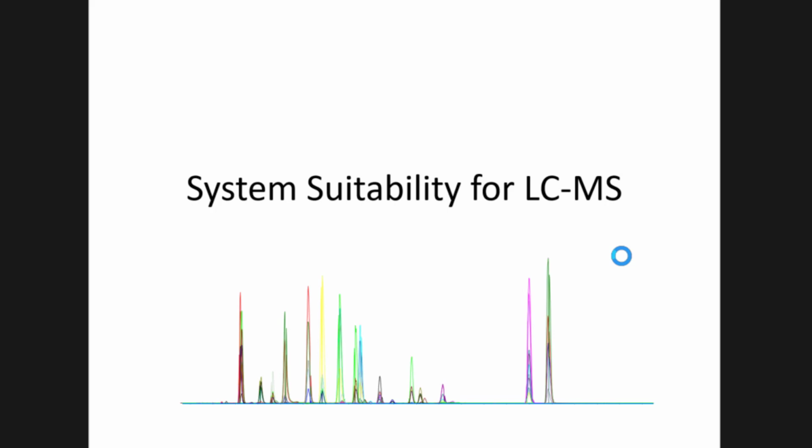Okay, so system suitability is a very boring topic, but fortunately I like really boring things, and so I've spent a lot of time developing system suitability and evaluating it and helping to try to move the field to also do the same for proteomics data.